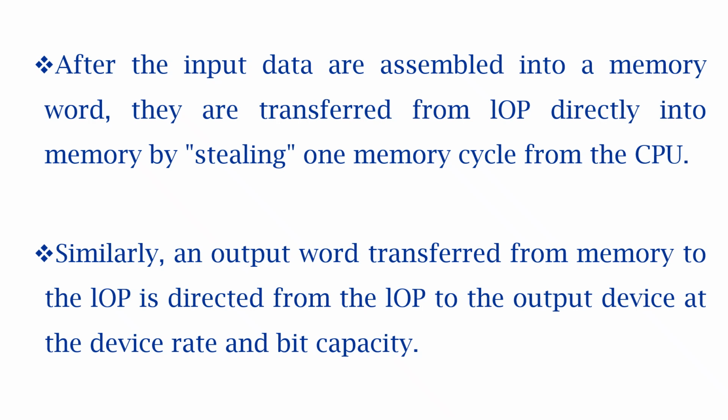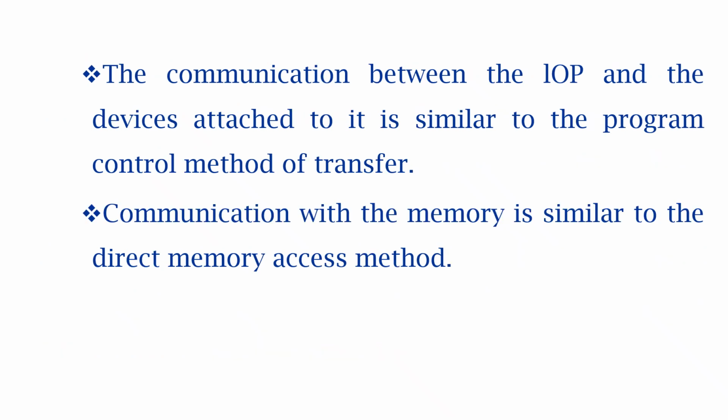Similarly, an output word transferred from the memory to the IOP is directed from the IOP to the output devices at the device rate and the bit capacity. The communication between the IOP and the devices attached to it is similar to the program control method of transfer. Communication with the memory is similar to direct memory access. I repeat, the communication between the IOP and the devices attached to it is similar to the program control method of transfer, and communication with the memory is similar to direct memory access.